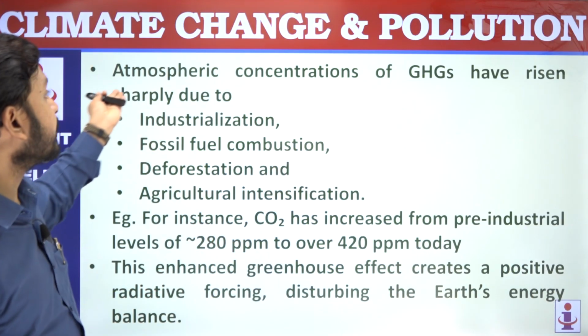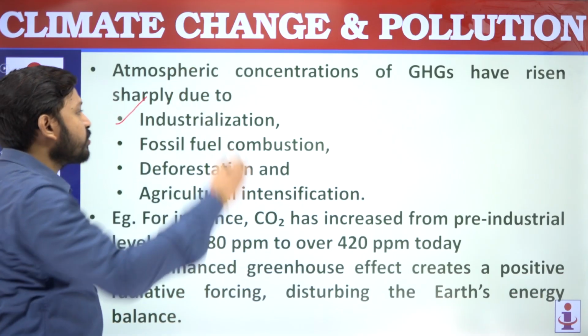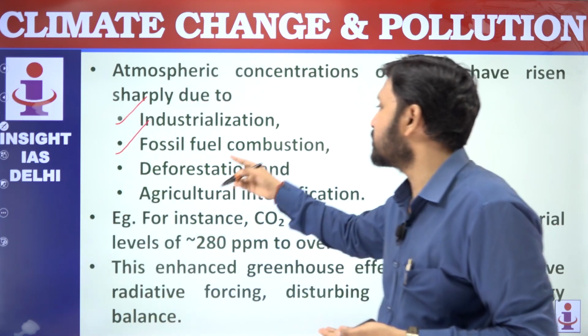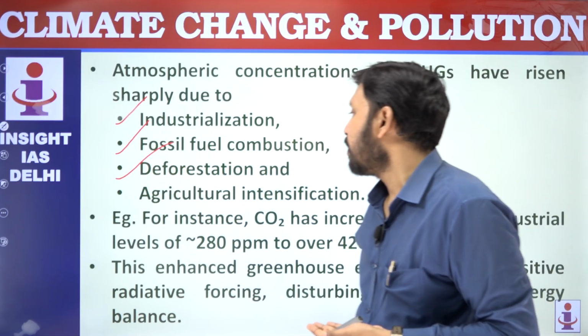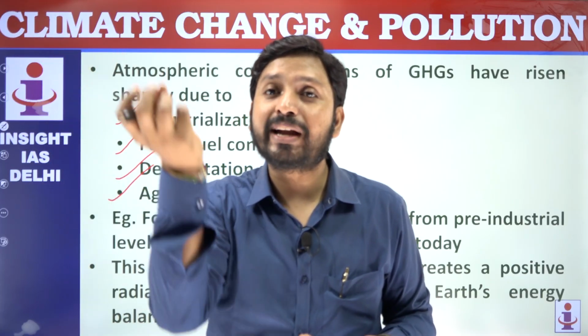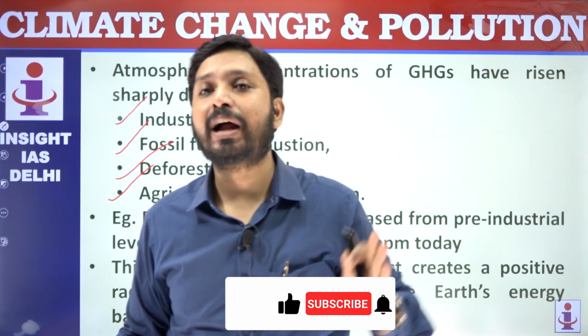So because of whom? The atmospheric concentration of greenhouse gases is rising sharply due to what? Industrialization. Because once more and more industries are established, more and more gases will be released into the atmosphere, right? So because of industrialization, fossil fuel combustion, deforestation, and agricultural intensification. For example, deforestation is nothing but, if forest is cut down, generally forest will act as a carbon sink. That is, whatever atmospheric carbon dioxide is there, these forests will try to trap some of this carbon dioxide. But now as forest is removed, the sink has been reduced on one hand. On the other hand, once the cut down forest is burned, they will release more and more carbon dioxide into the atmosphere. So this is one negative.